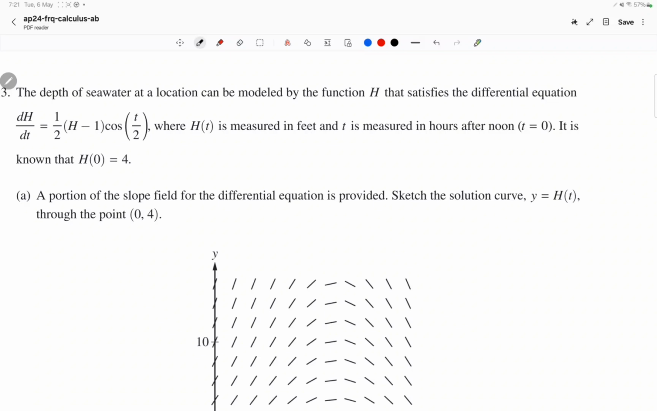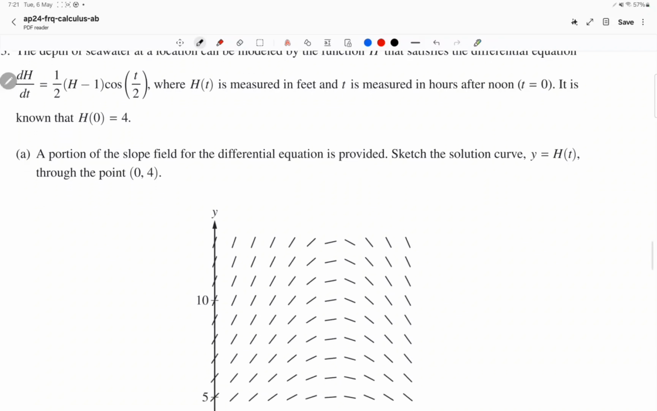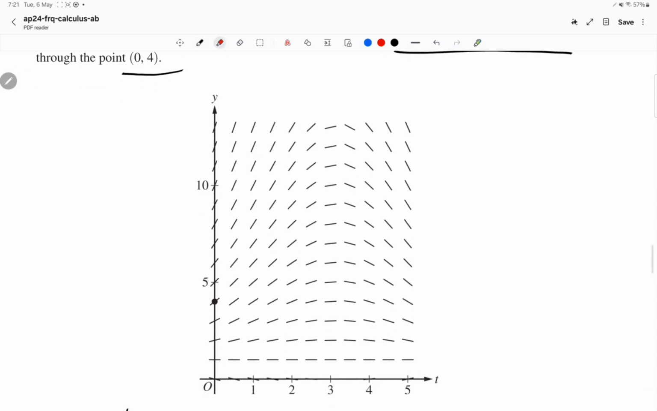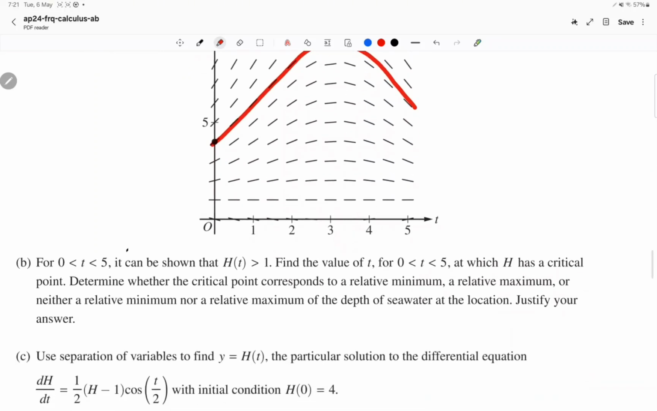Okay, so here when they're asking us to sketch the solution curve through the point 0.04, just go with the flow of the slope field. Okay, you just got 1 point. And here they're telling us that you want to find where h has a critical point. H has a critical point when dh over dt is equal to 0.